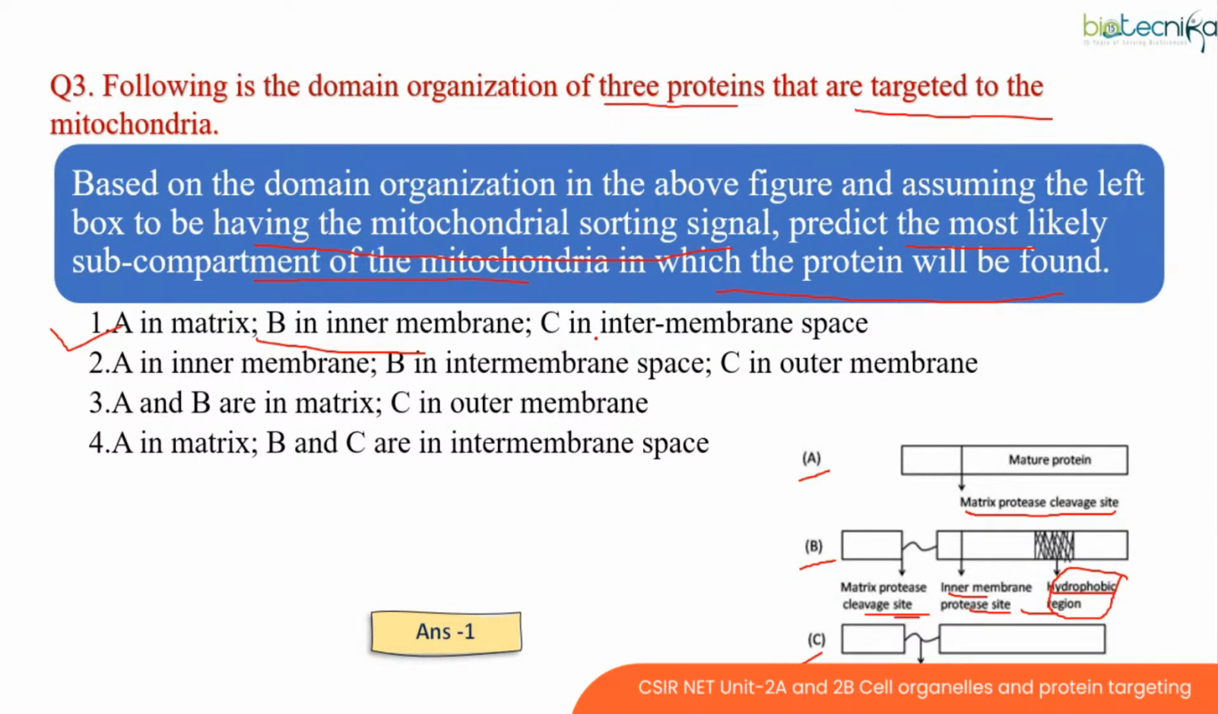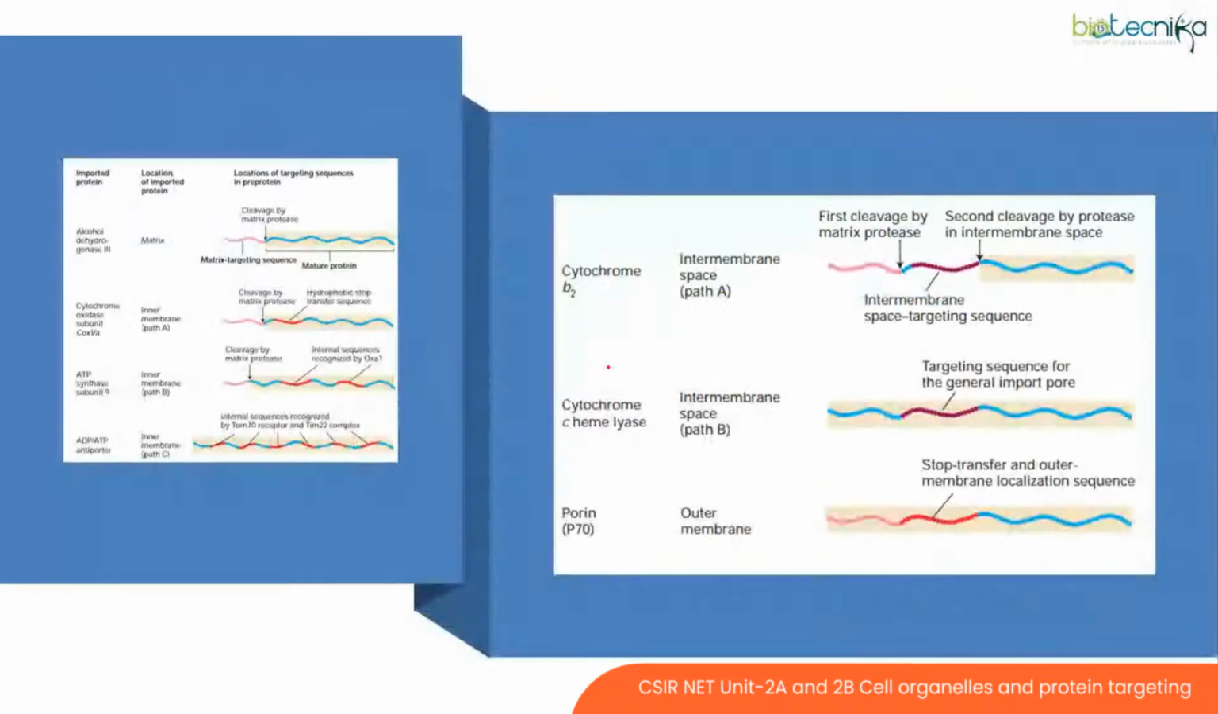These are the signal sequences, which if you are able to recollect, will make it easy for you to score better. For the matrix, you have an MTS, which is a part of the mature protein. For the inner membrane, you have different types of polypeptide chains. It can have exposure to the matrix and it can have some hydrophobic sequence that will help in tethering to the membrane. Some proteins will have internal sequences which will be recognized by OXA1.